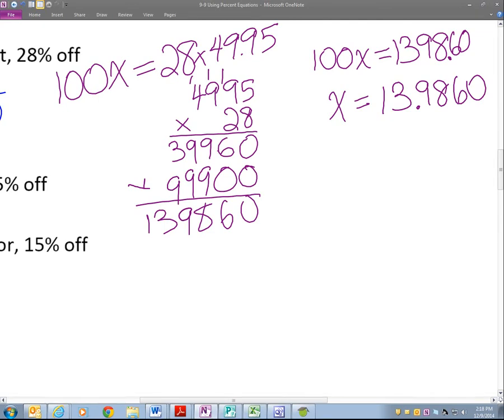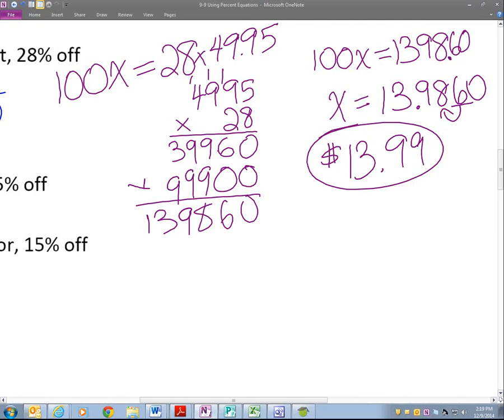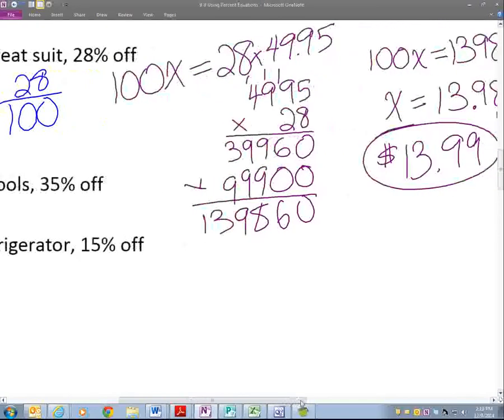So we have x equals 13.9860. But we are supposed to round this to the nearest cent, and our money only goes to 2 decimal points. So this is above 4, which means this is going to raise up. The final answer is $13.99. That's how much your discount is off of your super sweet $50 sweatsuit.